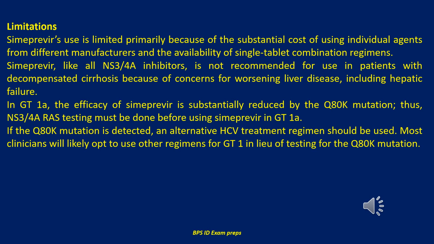In genotype 1a, the efficacy of simeprevir is substantially reduced by the Q80K mutation, thus, NS3/4A RAS testing must be done before using simeprevir in genotype 1a. If the Q80K mutation is detected, an alternative HCV treatment regimen should be used. Most clinicians will likely opt to use other regimens for genotype 1 in lieu of testing for the Q80K mutation.